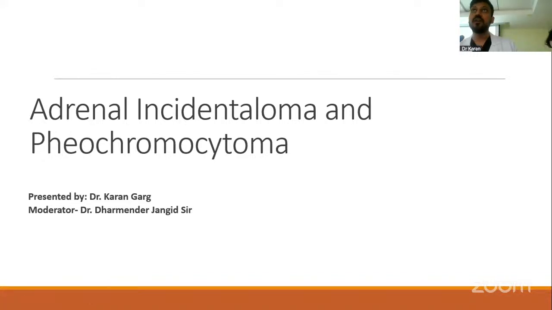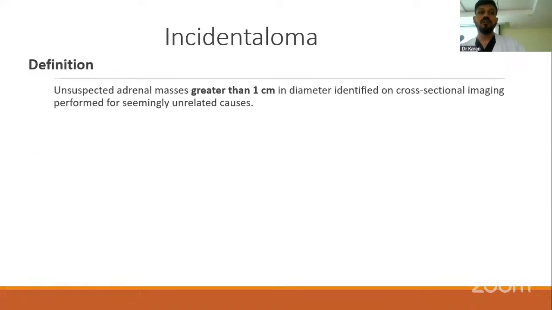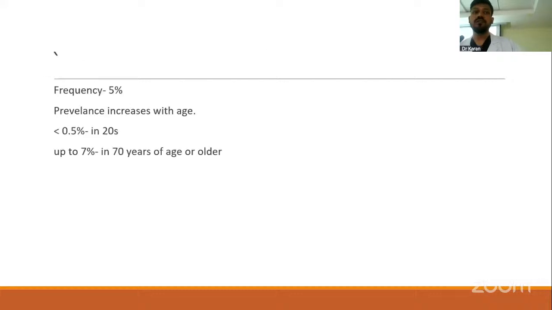Good morning, everyone. My today's topic of presentation is adrenal incidentaloma and pheochromocytoma. Adrenal incidentaloma is defined as any unsuspected adrenal mass that is greater than 1 centimeter on an imaging for relatively unrelated cause. Its frequency is around 5% and it increases with age, reaching up to 7% till 70 years of age.